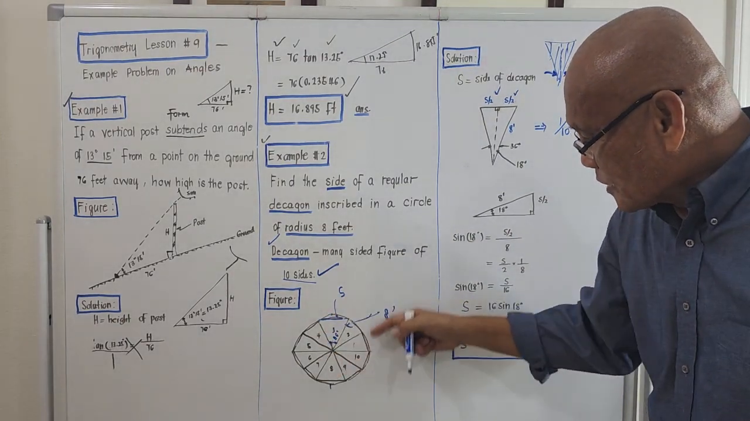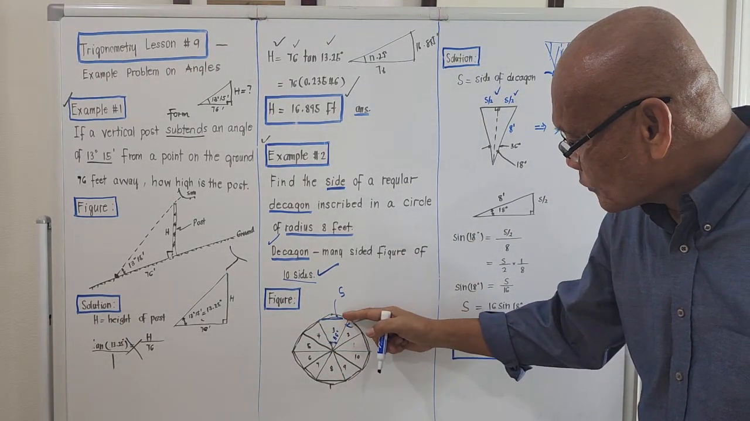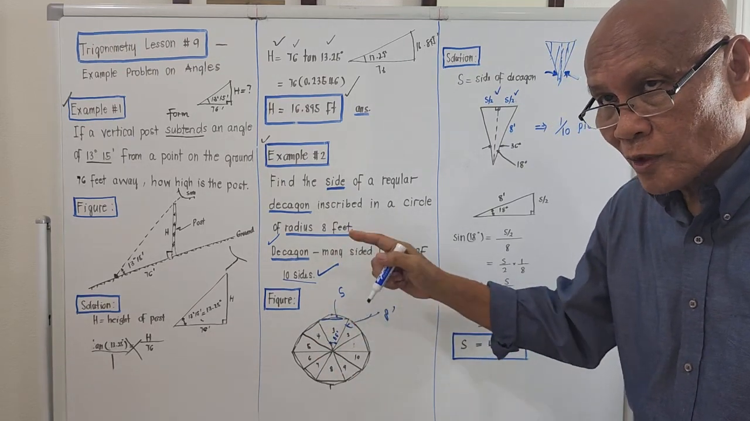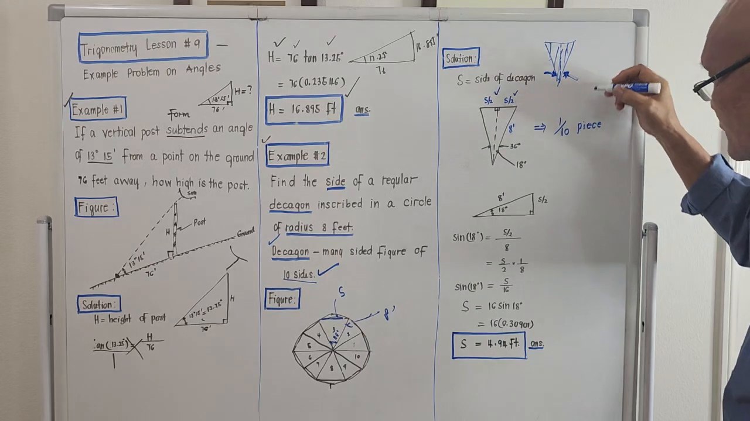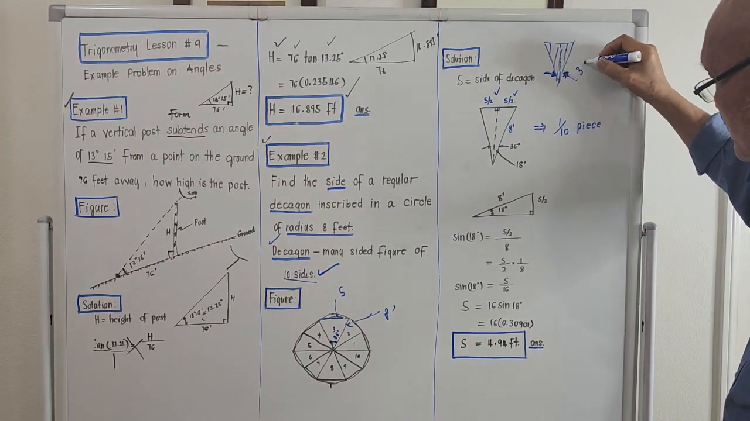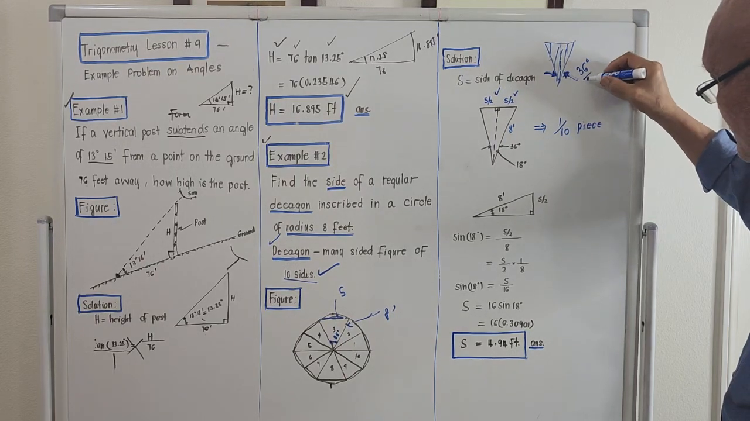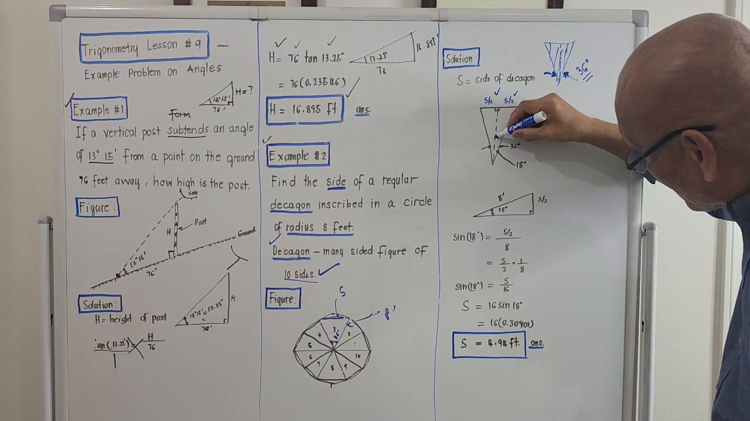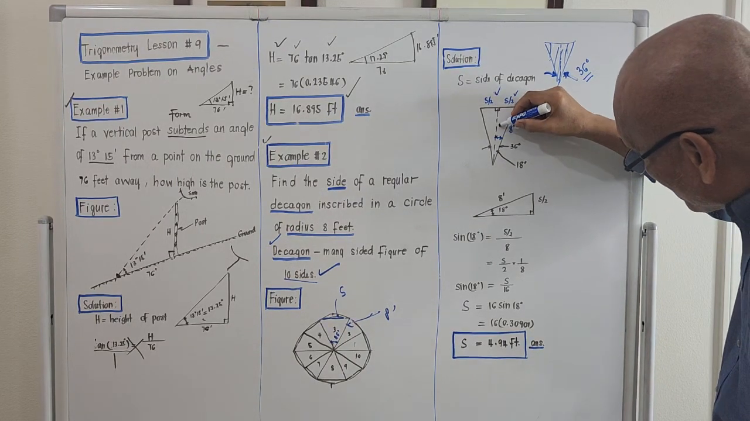Going around, it's 360 degrees, and there are actually 10 slices. So 360 degrees divided by 10 will be 36 degrees. So the included angle between each slice is actually 36 degrees, right? 36. And if we cut this in half, this portion here will be 18 degrees.